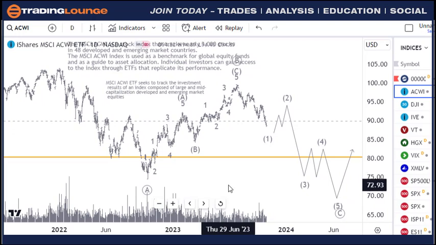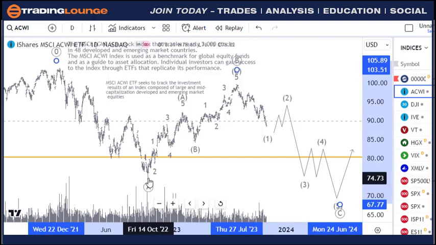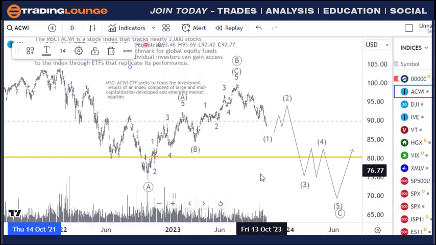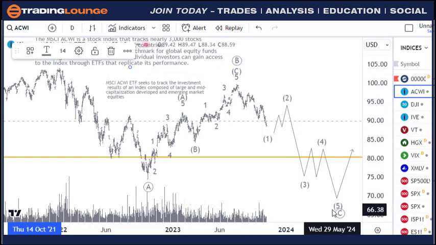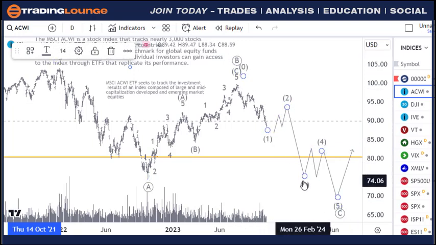So that means there's a couple of things that could occur here. One of them is that we have definitely got a larger A wave here and a larger B wave here. So we could come down in 5 waves, or we could come down in 3 waves. There's an A and a B and a C wave here for a triangle pattern.